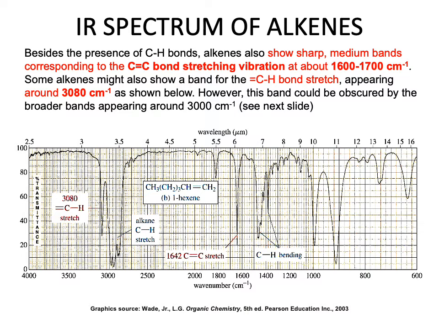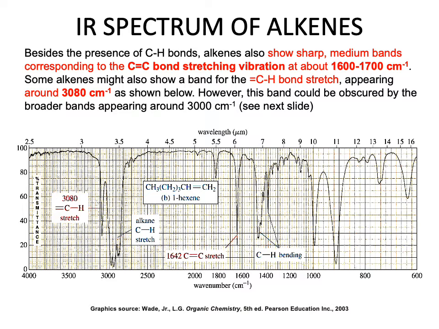For the alkenes, as you recall, we have the stretch of the C double bond around 1600, between 1600 and 1800. So that's the one that helps us to recognize the alkenes. And also we have the weak stretch for the CH bond, for the terminal CH bond, around 3080.